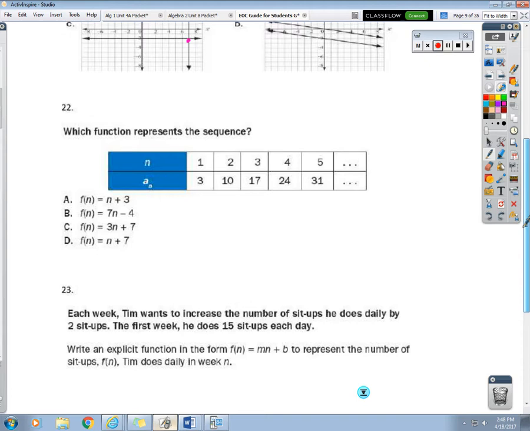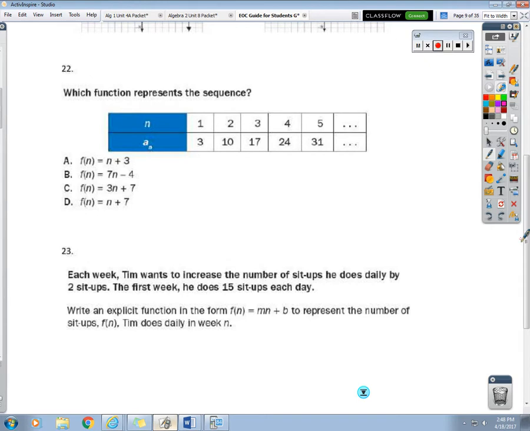Okay, number 22. Focus, we are almost done. Which function represents the sequence? Okay, what did y'all get for this one? Okay, anybody get anything different? The correct answer is B. Okay, let's talk about why.